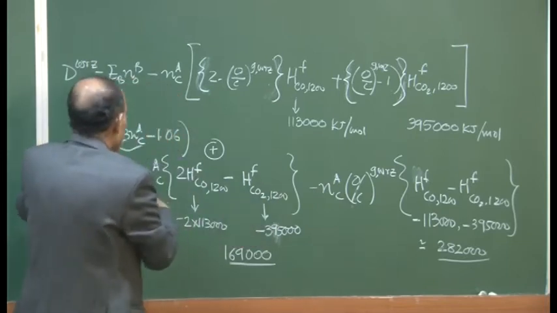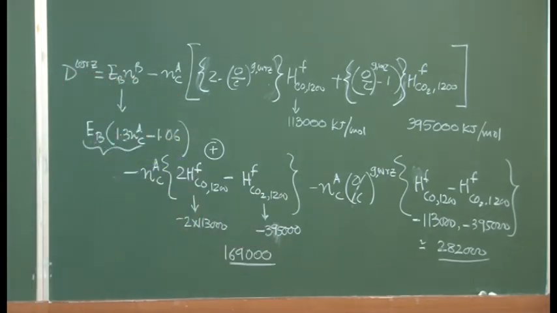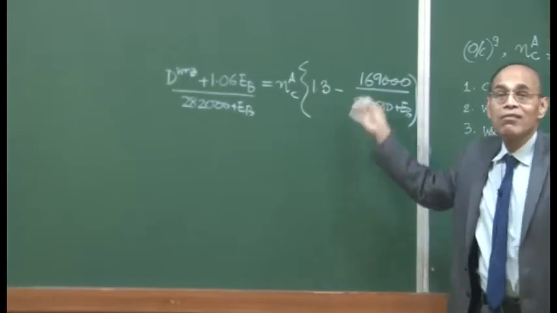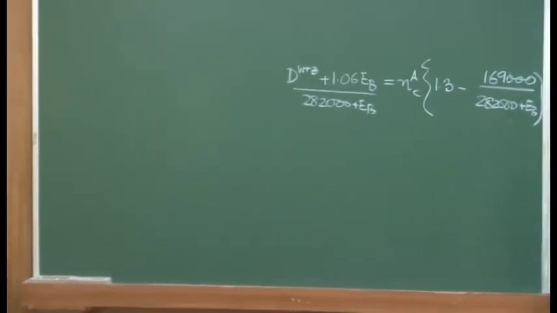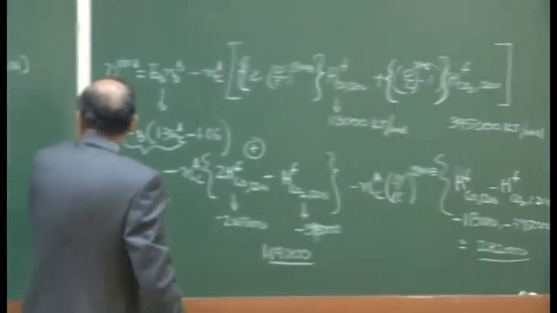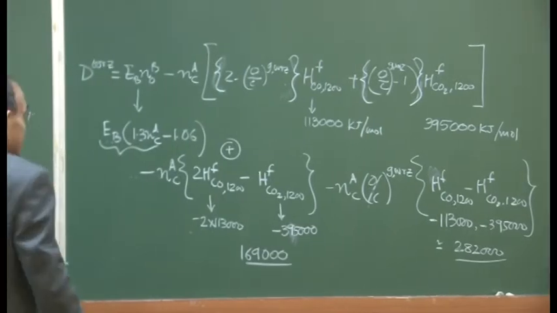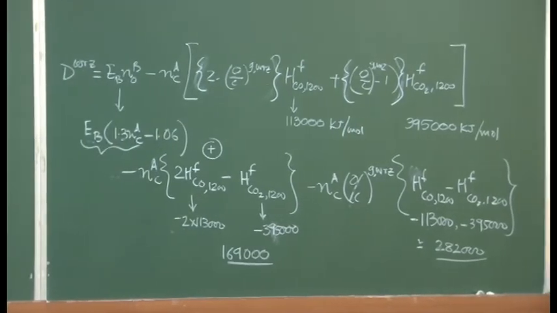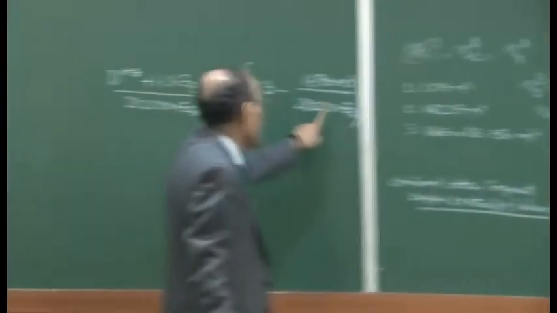The moment you take it common, 282,000 gets clubbed with the enthalpy of the blast, and then you can divide it and transpose and get to this particular form. Getting to this form from here is a class 10 exercise. Let me not spend much time, but I have shown where these values have originated.